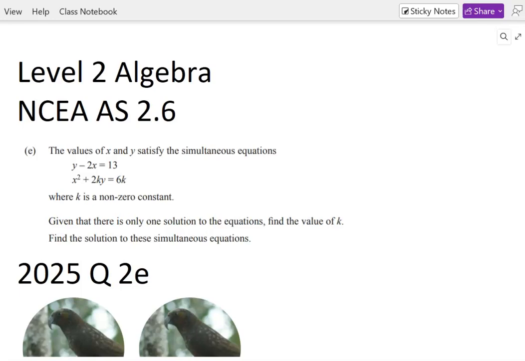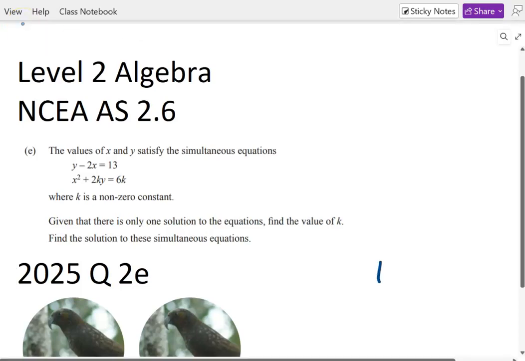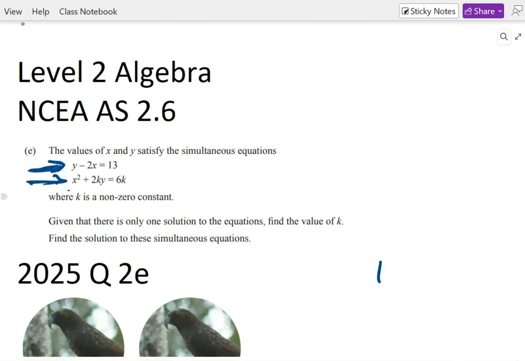Kia ora, here's question 2E from this year's Level 2 Algebra exam. It's worth reading through pretty slowly before we get going with this one. We've got two simultaneous equations and we've got x and y as usual, but they're not like year 10 simultaneous equations where we've just got linear combinations. We've got an x squared here plus a 2ky is equal to 6k.